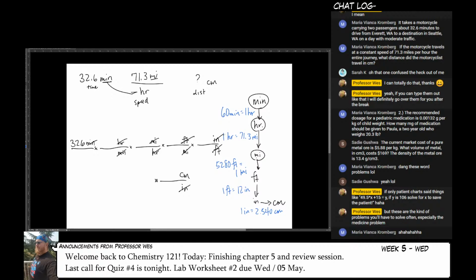Now, do you have to do it exactly this way? No, not necessarily. Once you get to miles, you could go miles, kilometers, meters, centimeters if you wanted to. There are multiple ways to get from miles to centimeters. Now I just have to fill in all these numbers. 60 minutes in an hour. He's going 71.3 miles per hour. There are this many feet in a mile, this many inches in a foot, and this many centimeters in an inch.